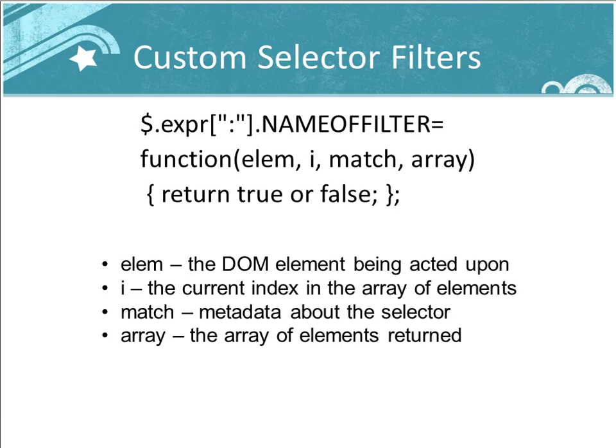Now let's jump down to the 4th parameter, which is array. That is the array. So that's all the matching elements. It might be interesting to have access to all the elements that matched when you want to see if the particular filter can be applied to the element you're looking at. And then finally, match is metadata about that particular selector. And we'll take a look at what that metadata actually is and look at the particular parts of that metadata.